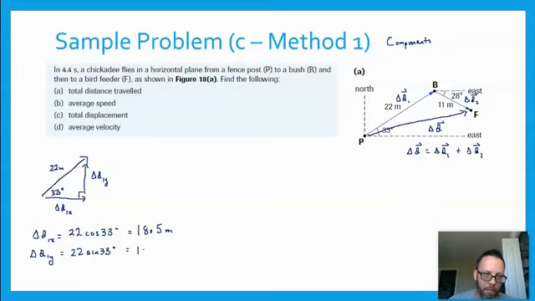pretty near 12 meters. So as our bird flew from the post to the bush, it traveled 18.5 meters to the east and 12 meters to the north. And just to firm that up and make sure we understand what directions those are, I'm going to add the directions there. And I might pop some vector signs above there.